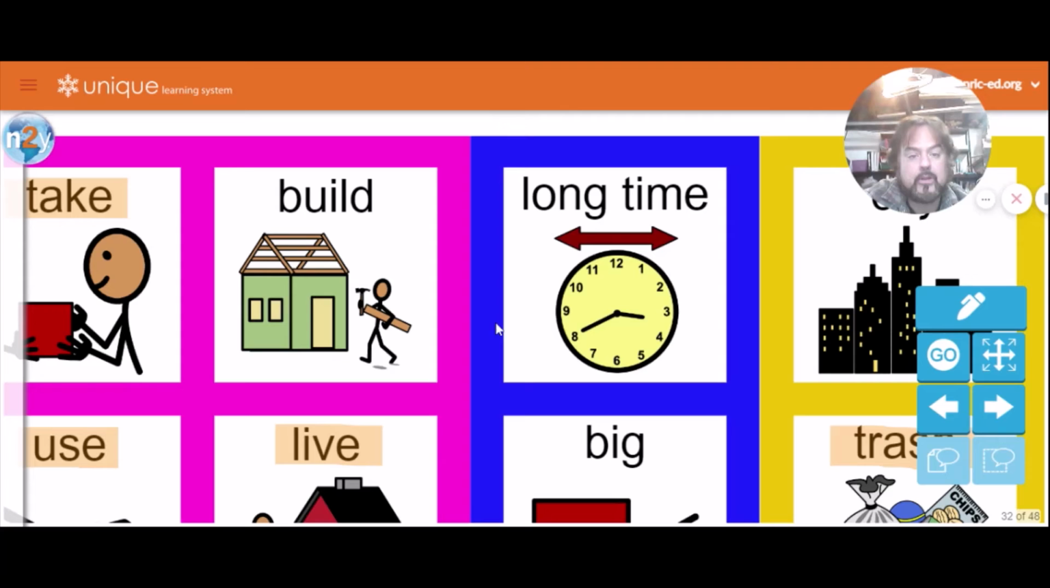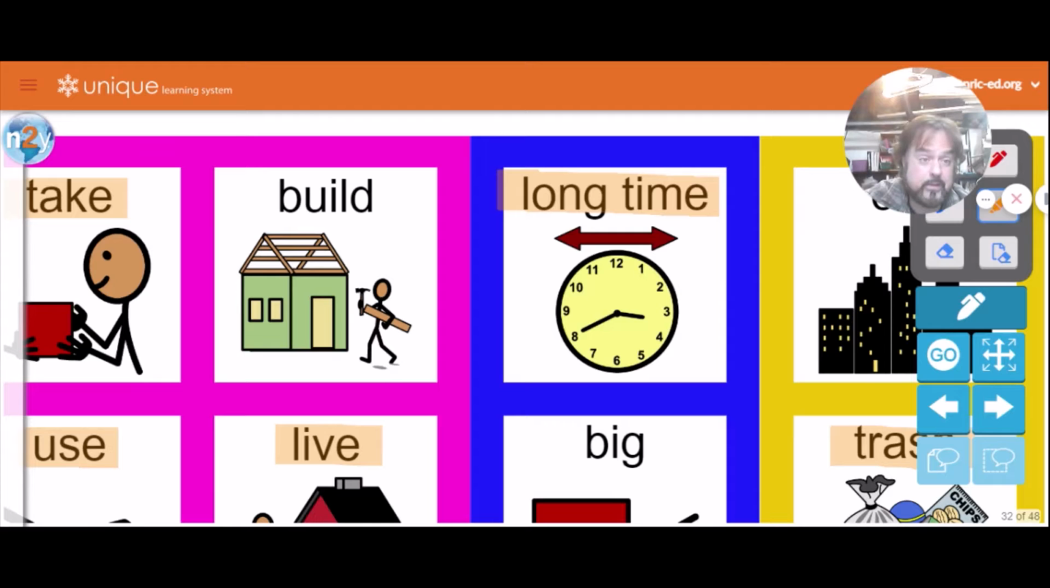And what's this one? Long time. Long time. That means many, many hours and or days and or years go by. That's a long time. All right, let's get to the story.